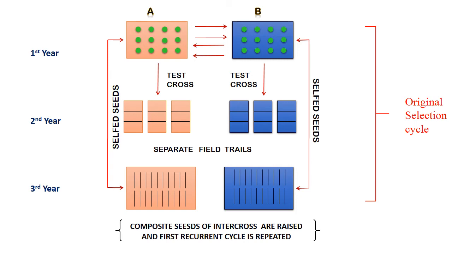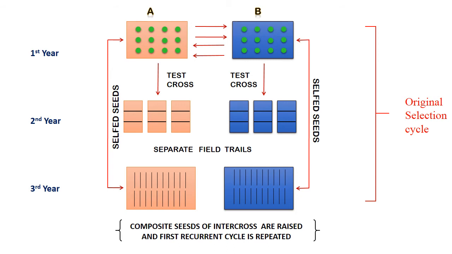These composite seeds of intercross are raised, and this completes the first recurrent cycle, and that can be repeated for better identification or accumulation of desirable characters. Here you have to remember one thing: in simple recurrent selection you only need two generations, whereas in recurrent selection for GCA or SCA or reciprocal recurrent selection, we need 3 years or 3 seasons to complete one cycle.